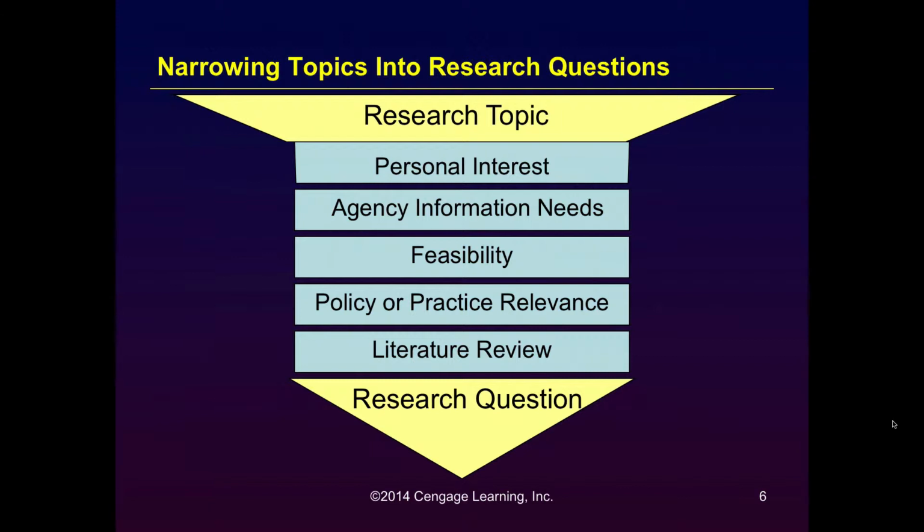All that said, we cannot forget about what our agency needs to know. The agency is, after all, paying our salary. We don't want to forget about our obligation to the agency. Once we have decided that our research topic has sufficient personal interest that we will continue on with it, and that it is something that the agency needs to know, we must ask ourselves, is it feasible?